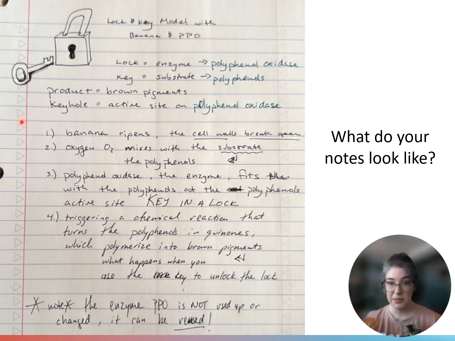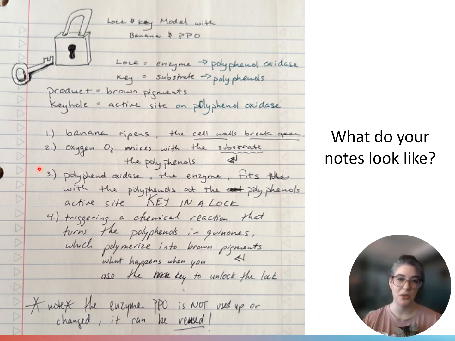So the steps that happen for this lock and key to take place, well, your banana can do this naturally. It can just ripen on the counter, or we can cut the banana and speed up the process by letting more oxygen interact with your cell walls on the banana. Two, oxygen, that O2, has to mix with the substrate, the polyphenols. So that's how you turn that natural substance in your banana, the polyphenol, into a reaction with polyphenol oxidase by introducing oxygen, O2.